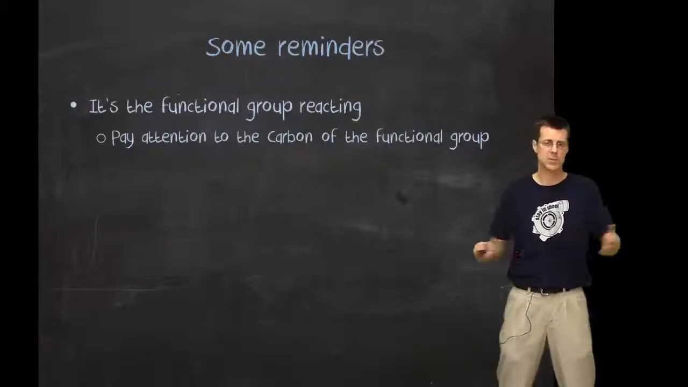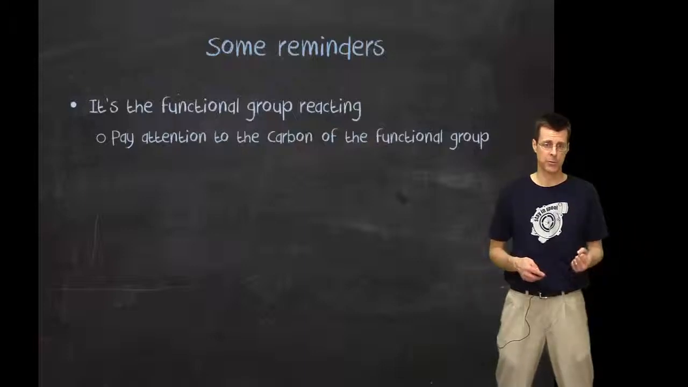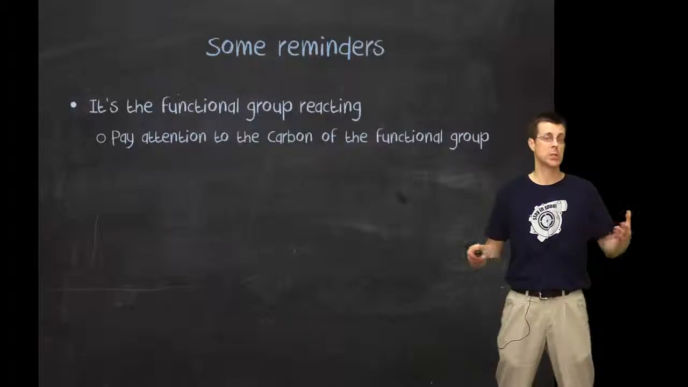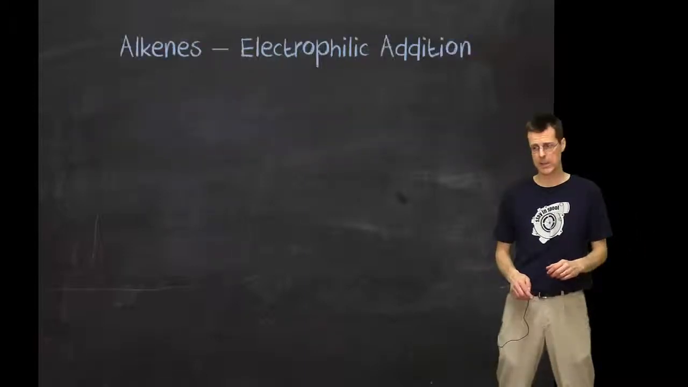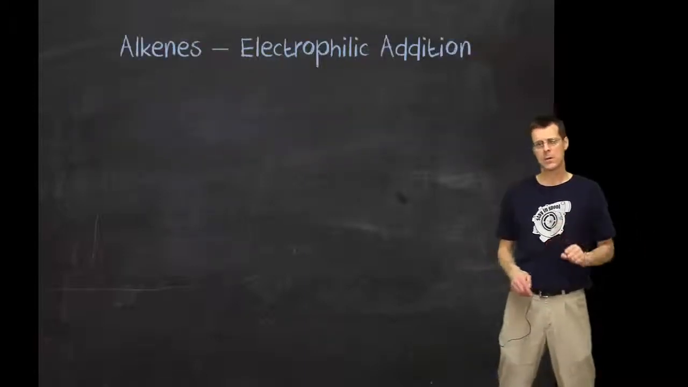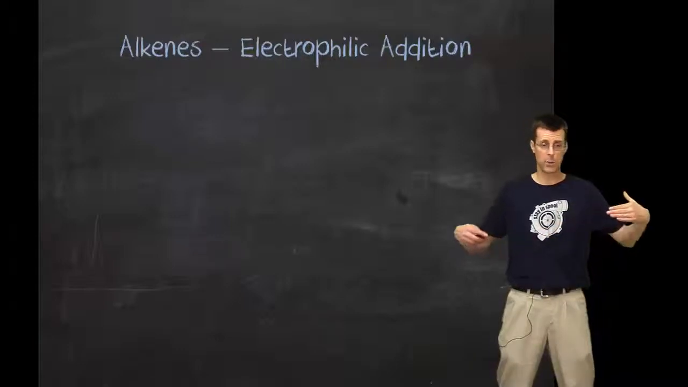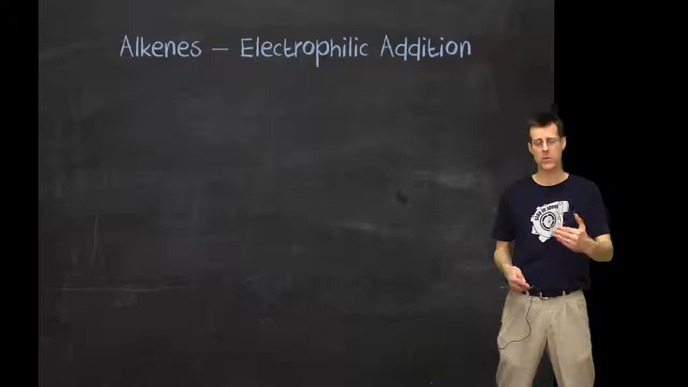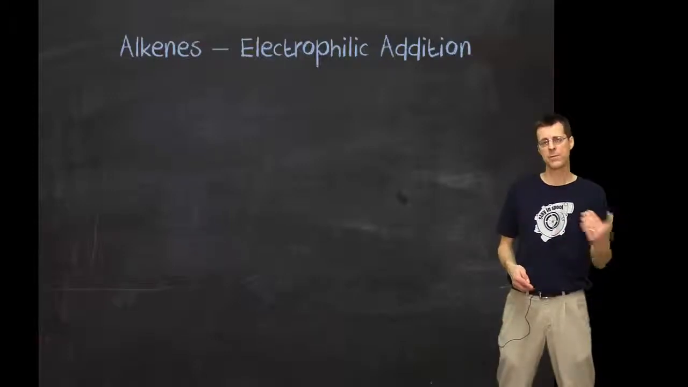And then oftentimes it's also the carbon of that functional group. It's going to be doing something, or it's going to be somehow involved, even if it doesn't look like it at first glance. So we'll start with alkenes, and alkenes are our first reactive group, and they can do a lot of different things. And one of the things we saw them doing was an electrophilic addition.